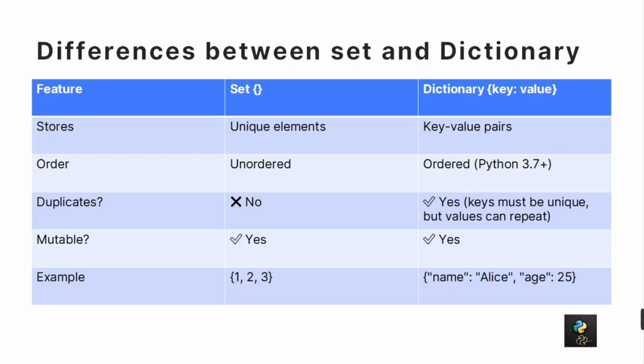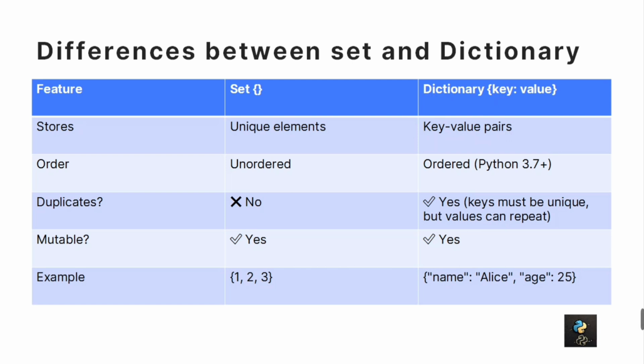Next question, what is the difference between set and dictionary? Again, set and dictionary both are the most important built-in data structures in Python, and now we are going to see the main difference between these two. Set is a collection of unique elements, dictionary is a collection of unique keys, but values are stored in key value pairs.